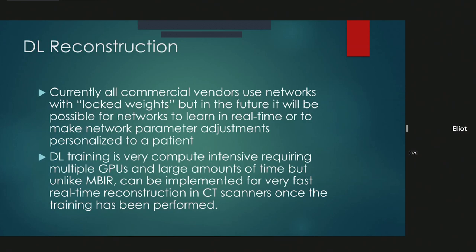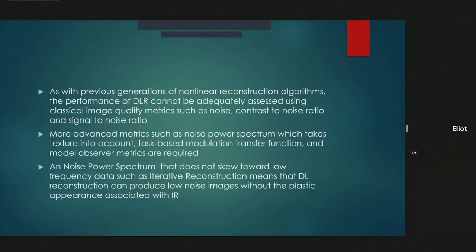Deep learning training itself with a large number of images is very compute intensive and requires multiple GPUs, large amounts of time and dollars also. But unlike model-based iterative reconstruction, once that training is done, it can be implemented at a scanner for very fast real-time reconstruction. So the training is complex, but at the execution level, at the CT scanner, executing these parameters is very, very rapid, and one can achieve dozens of images reconstructed per second with most of the deep learning algorithms that are out there commercially.